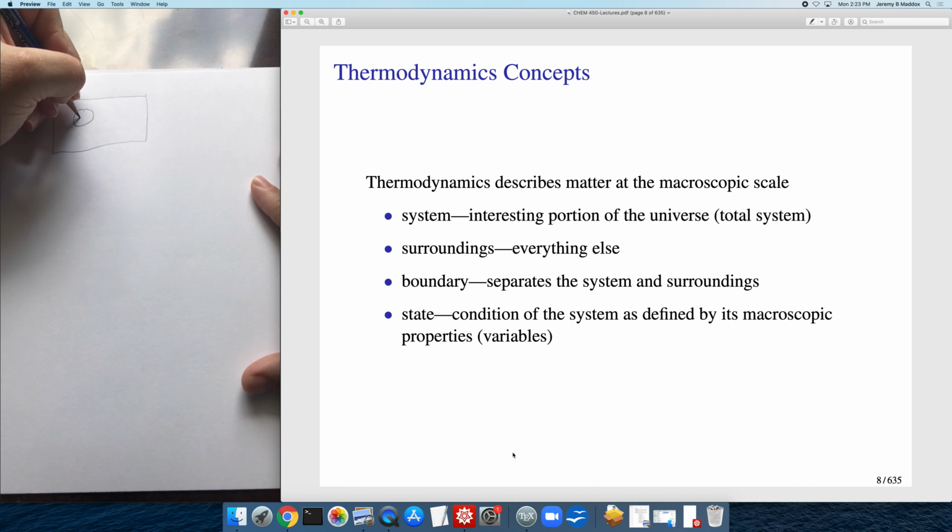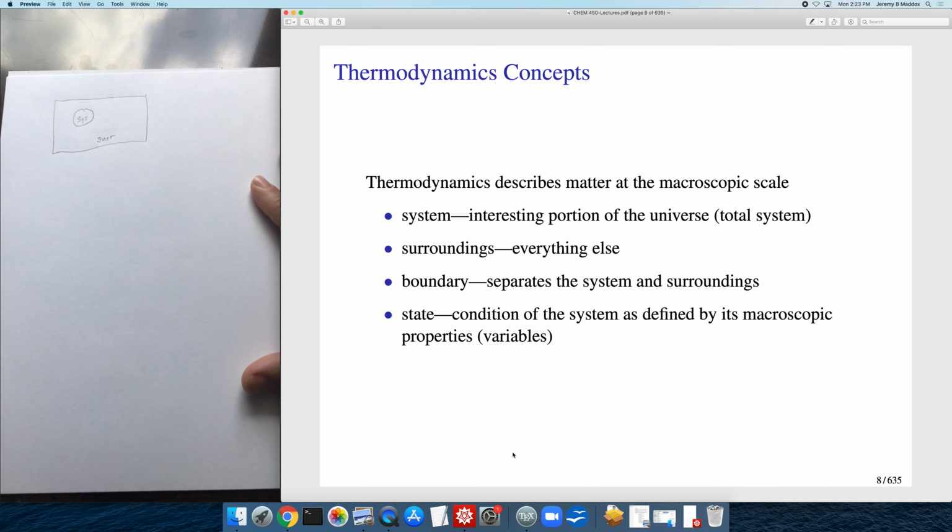Here's our system. Everything else is the surroundings. Okay? And the system and surroundings may or may not be interacting with one another. It depends upon the nature of the boundary between them.